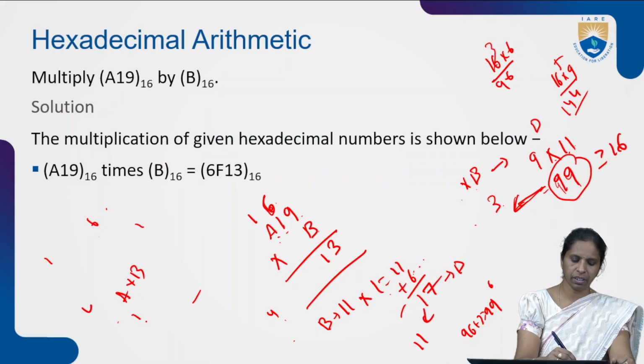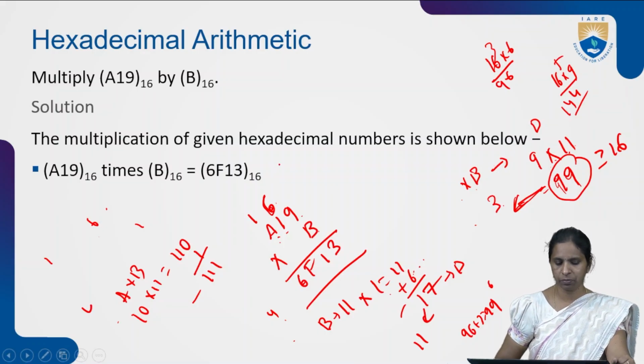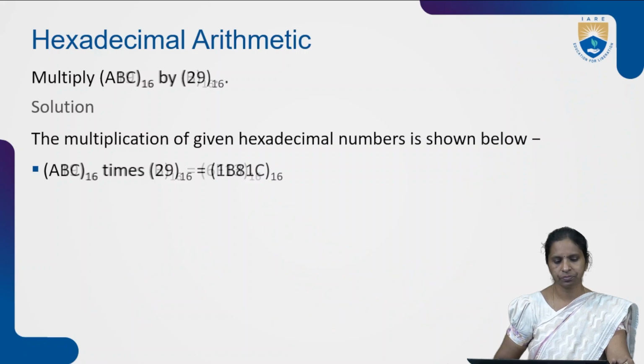Next, A into B. So 10 into 11 is equal to 110. 110 plus 1 is nothing but 111. What is 111 in the hexadecimal number system? 6F. So 6 here. Therefore, what is the answer we got? 6 here, 1 3. Like that, you can perform the multiplication operation in the hexadecimal number system also.